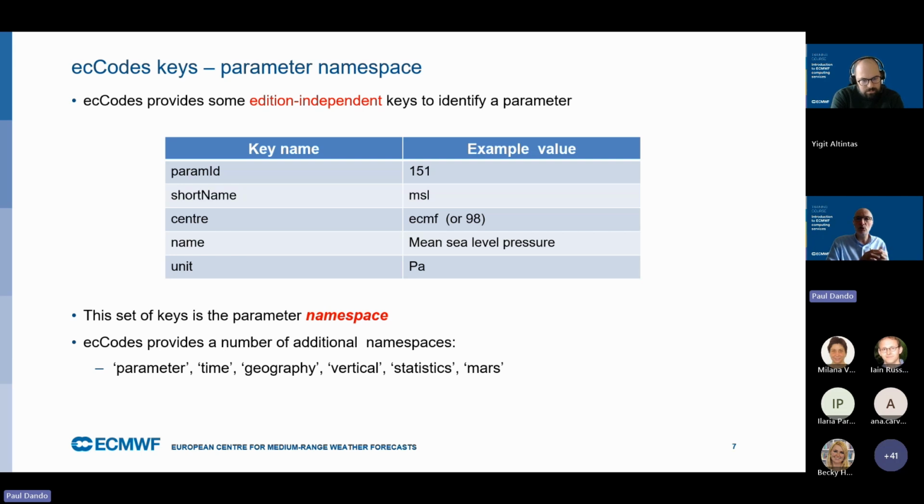You have geography, which tells you about the latitude and longitudes of the grid. You have vertical, which gives you information about any vertical keys needed for the message. Statistics gives you the maximum, the minimum, the average, the standard deviation, and the kurtosis, for example, some information about the data values. And then we have a namespace called Mars, which is used by Mars. So these are effectively the Mars keys. These are what you used yesterday to access the data with Mars. So things like date, levelist, time, step. These are all Mars keys and are provided by ecCodes.